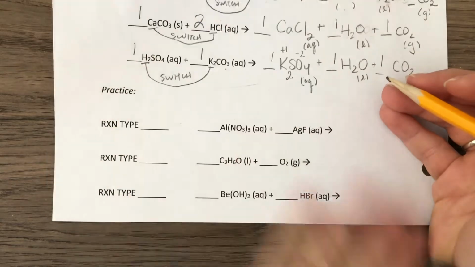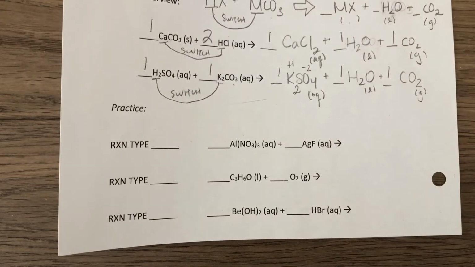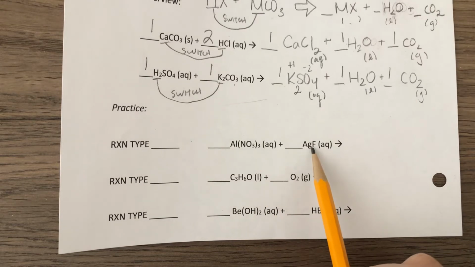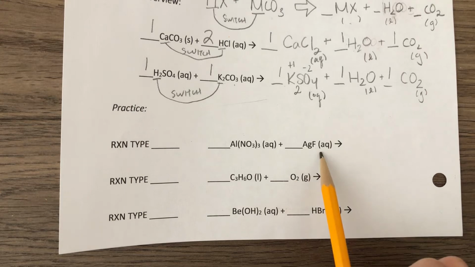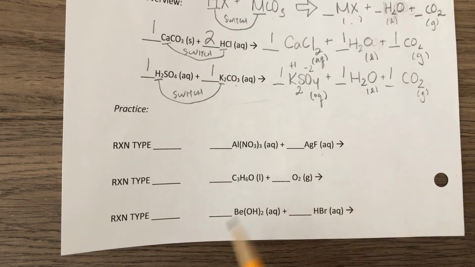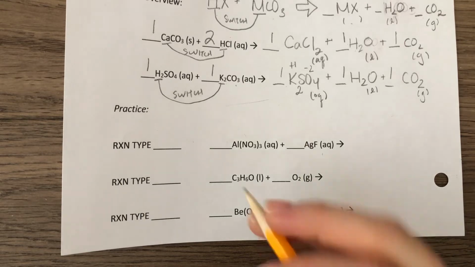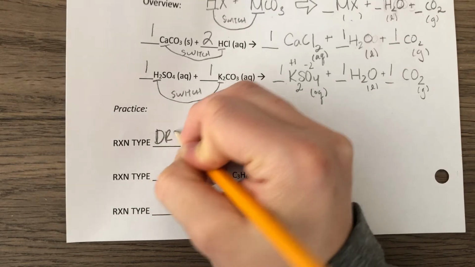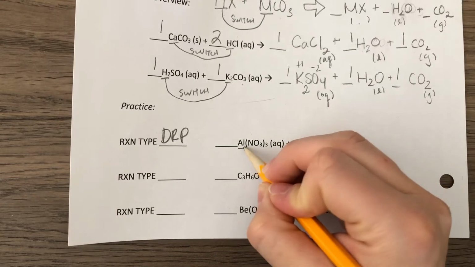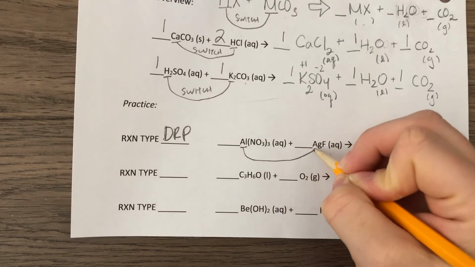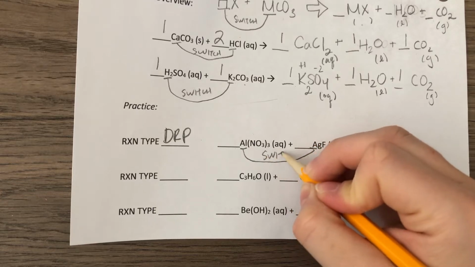So, for example, in this first reaction, I noticed that I have 2 compounds, no elements, just compounds, and they're both aqueous. They're not acid and base, they're just ionic compounds. So this has to be a double replacement precipitate reaction. In those types of reactions, the 2 metals are going to switch spots with each other.